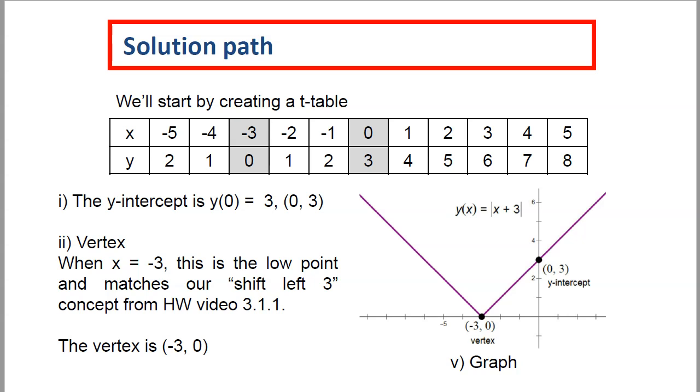The y-intercept is when we put 0 into our function. So the y-intercept, y of 0 is 3, is the coordinate point 0, 3, which is shaded on the t-table.